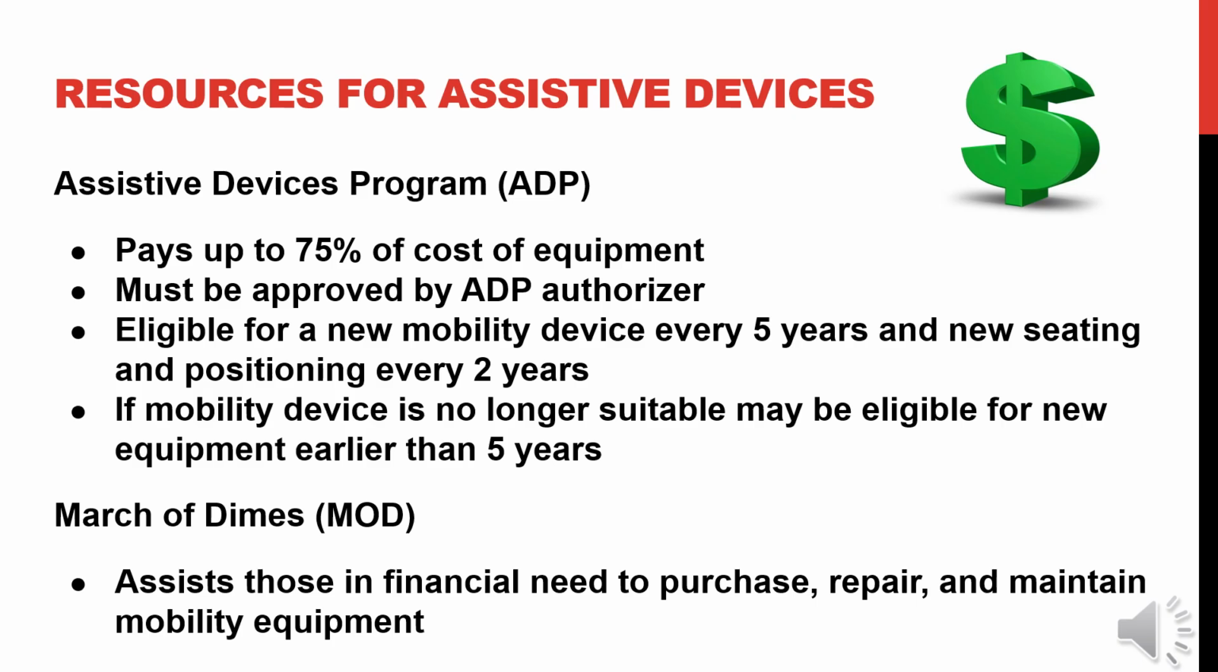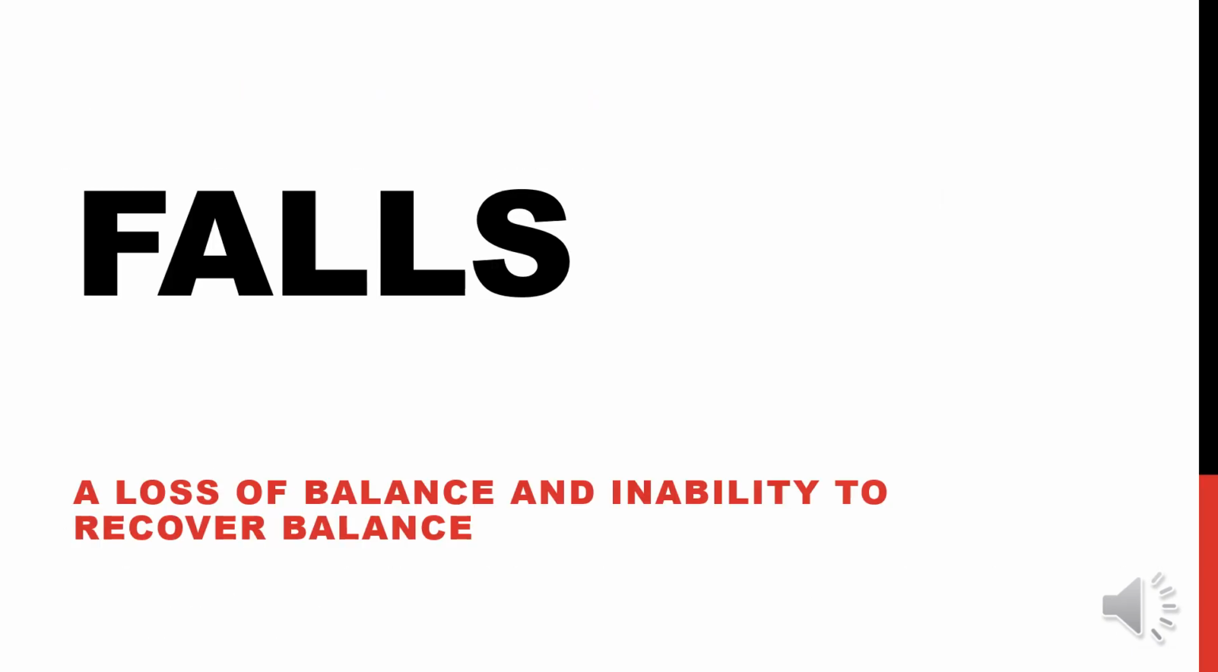Now we are going to spend some time discussing falls. Falls are defined by the World Health Organization as an event which results in a person coming to rest inadvertently on the ground or floor or other lower level. This is important to note, as this means a fall does not have to just be on the ground, but any lower level. For example, falling onto a chair or onto a bed.